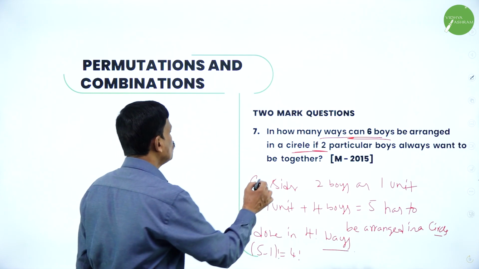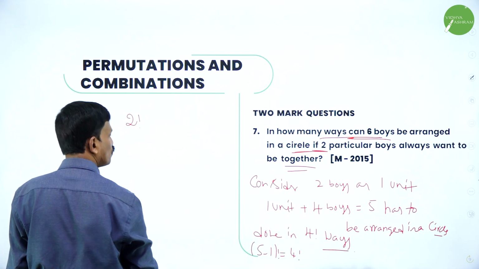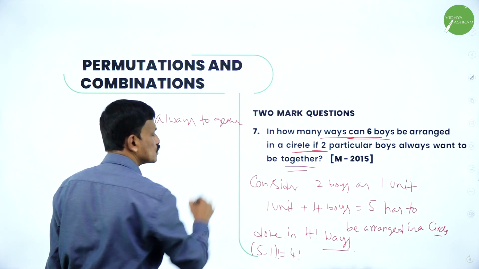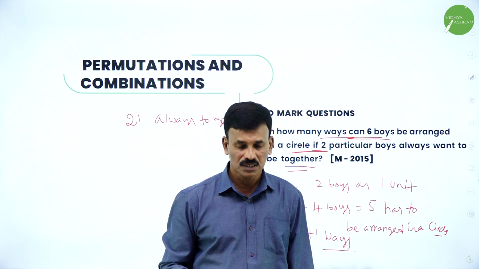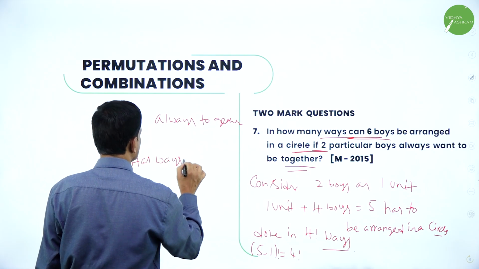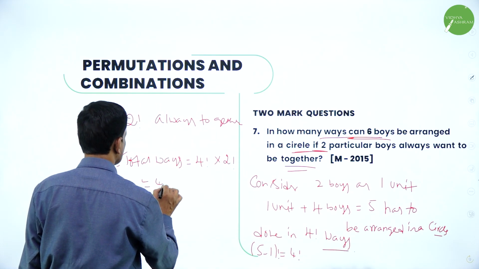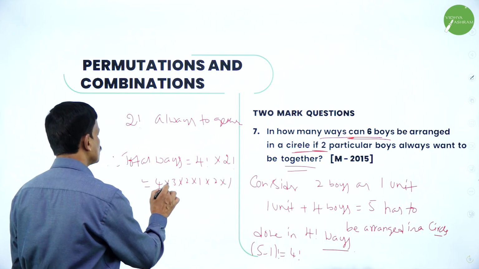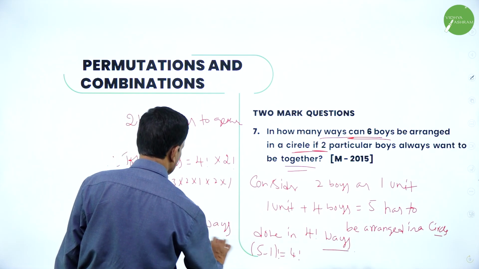So, for these, the two particular boys are always together. Therefore, since the two boys can be arranged among themselves, the required arrangement is 4 factorial into 2 factorial. So, the total ways is equal to 4 factorial into 2 factorial. This is 4 into 3 into 2 into 1 into 2 into 1. What is this equal to? 4 threes are 12, 12 twos are 24, into 2. That's equal to 48 ways. This is the required answer.